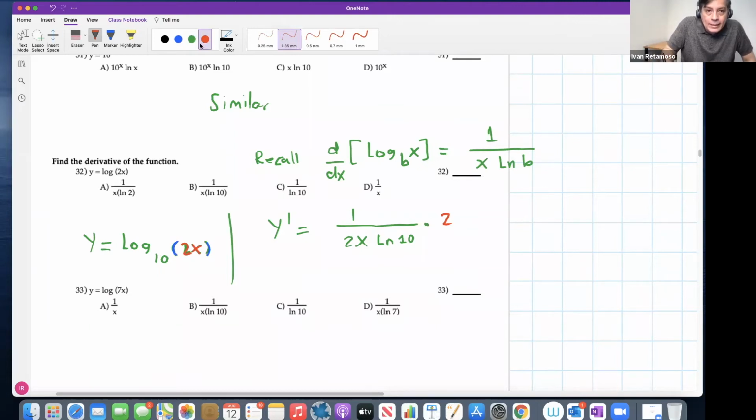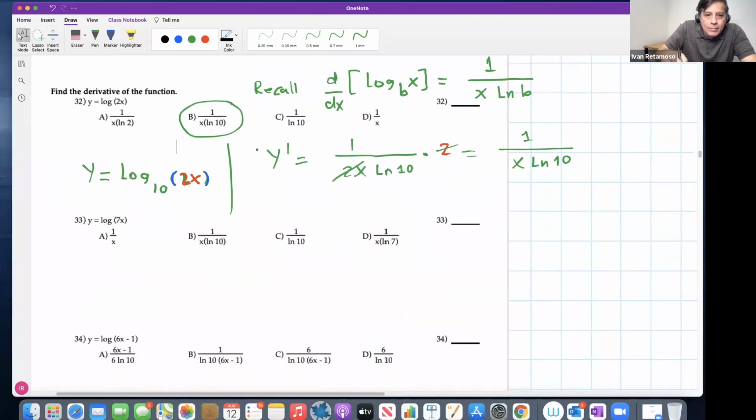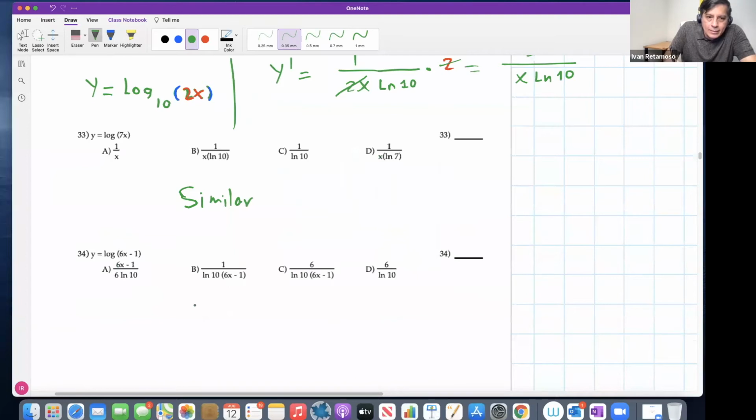These two will cancel these two. And finally, this will be just 1 over x multiplying natural log of 10. Very good. Great. Moving on, guys. This one's similar, right? Let's try to catch different forms. This one also similar, right? It's just log base 10 again.